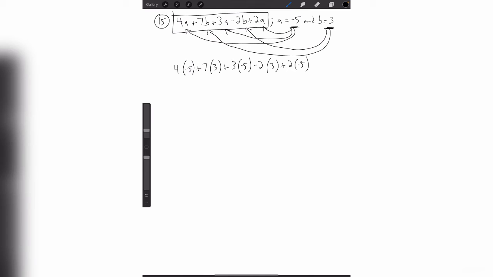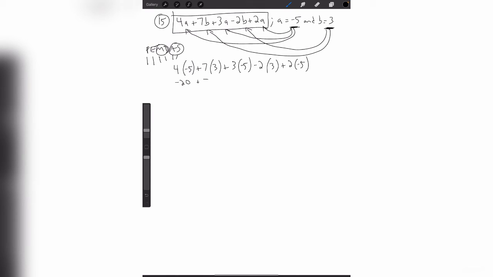Now remember, we have to use the order of operations when solving. If you guys remember, PEMDAS: parentheses, exponents, multiplication and division, addition, subtraction. Multiplication and division go together, addition and subtraction go together. And we go left to right. So starting off here, if I'm looking at multiplication, 4 times -5, that gives me -20.